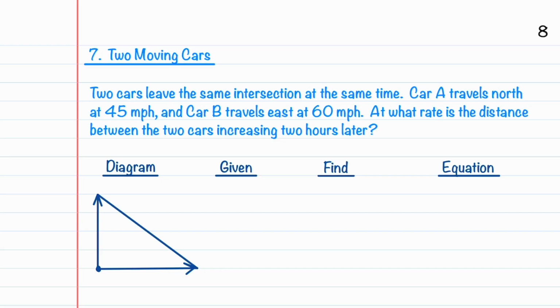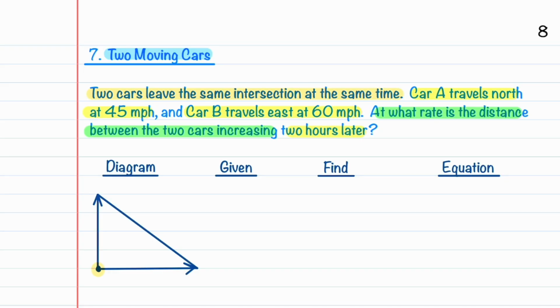We're going to be looking at a related rates problem that involves two cars that are moving away from each other. We're told that two cars leave the same intersection at the same time. Down here in our diagram, this is our intersection. We're told that car A travels north at 45 miles per hour and car B travels east at 60 miles per hour. We want to find at what rate the distance between the two cars is increasing 2 hours later.